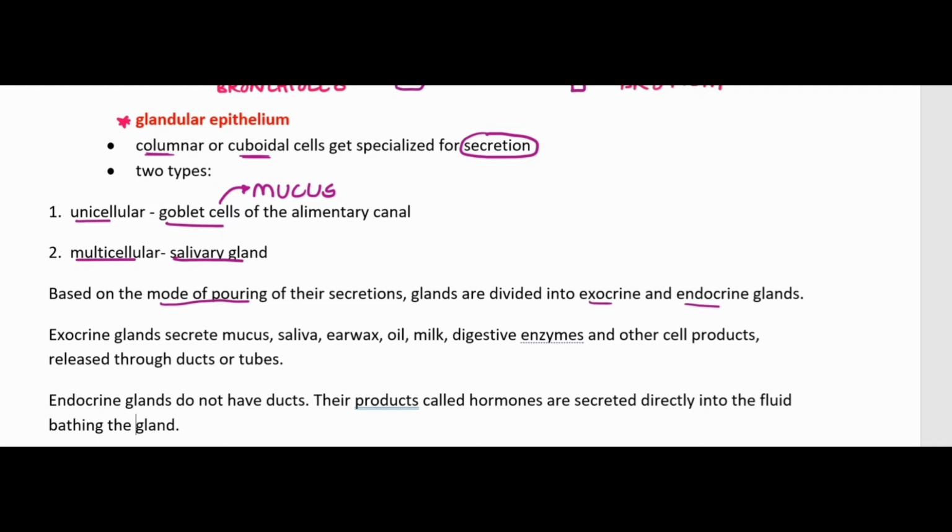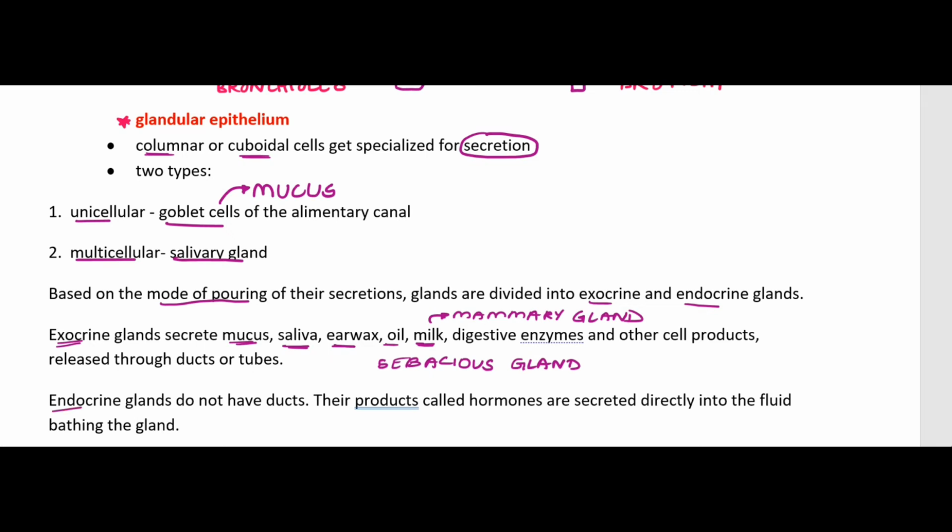So exocrine glands secrete mucus, saliva, earwax, oil, milk. Yes. So we know the mammary glands secrete milk and the sebaceous glands secrete sebum, oil, isn't it? So these glands are secreting their secretions outside, exo. It is secreting into a duct or tubule, not directly into the fluid.